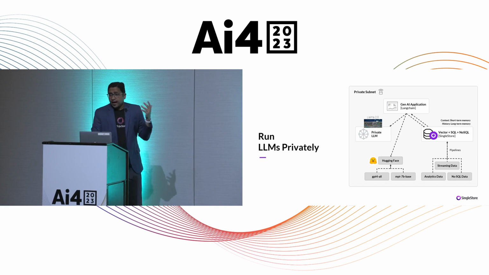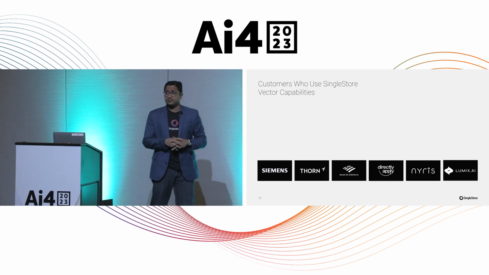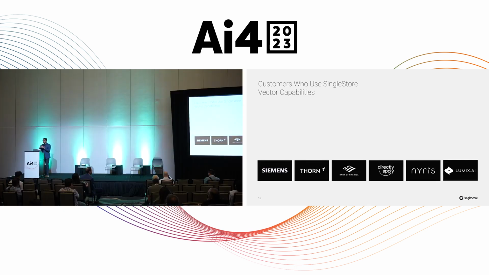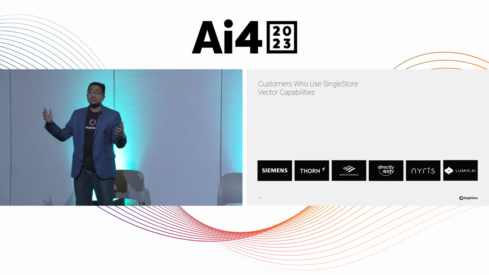Okay? And a number of customers, as I mentioned, are using these kinds of architectures to build very interesting use cases. Siemens, for example, is using vector search to do sentiment analysis on survey data. They do surveys with customers and with their employees, and they are doing sentiment analysis using vector search. Thorn, if you're not familiar with Thorn, is a nonprofit. They are using SingleStore to do real-time facial recognition to identify children's images and really help prevent child trafficking.